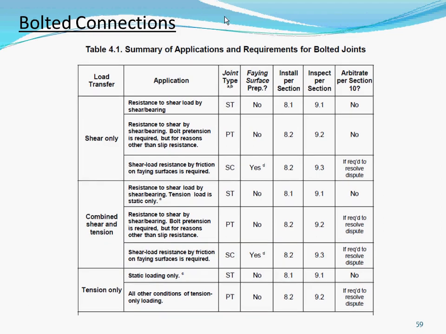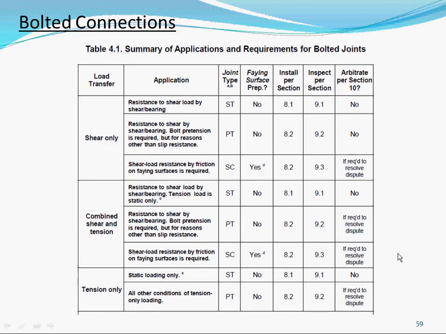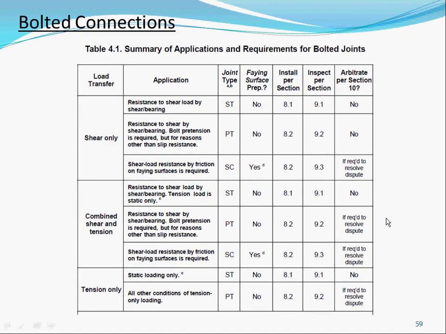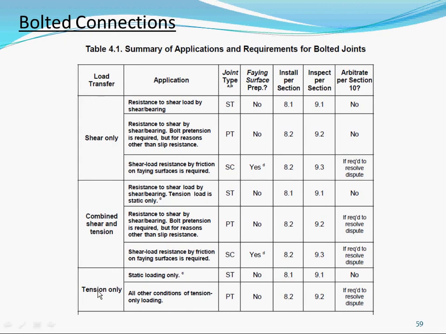However, now when you're tightening the bolt, what kind of joint type do you have, and what kind of load transfer? Remember, you load the bolt in shear only, in tension, or combined tension and shear. So for ours, this in here is tension, exactly. So what does it say? Static loading, snug tight. All loading, pre-tension. That means this bolt is pre-tension.